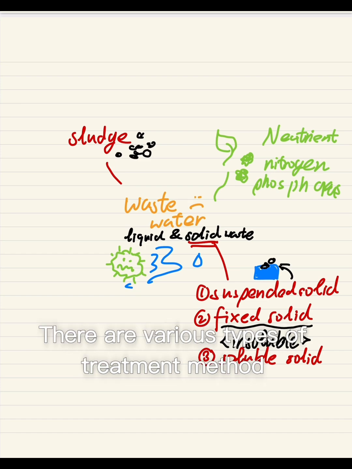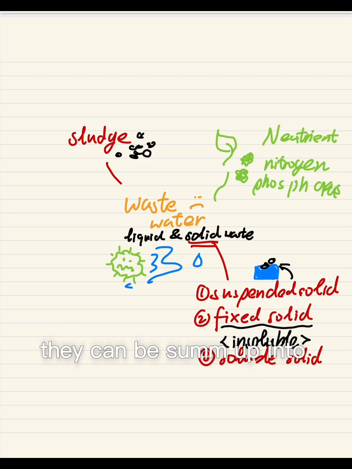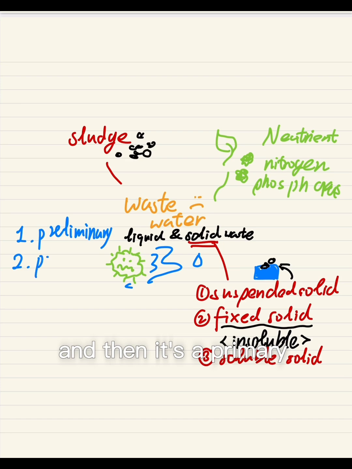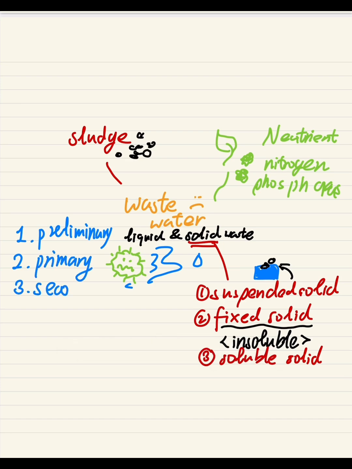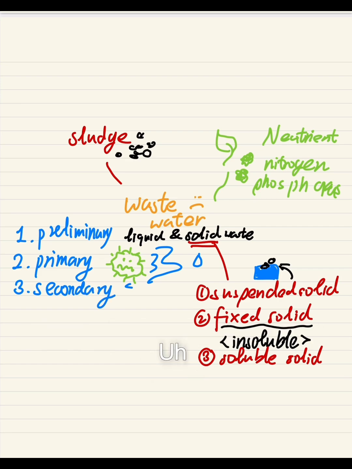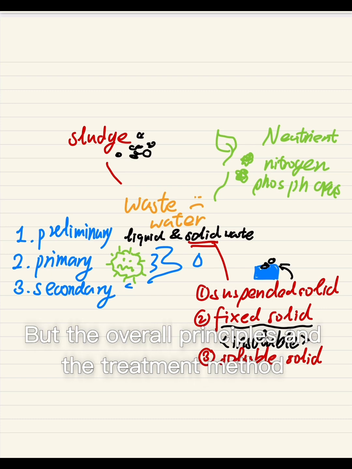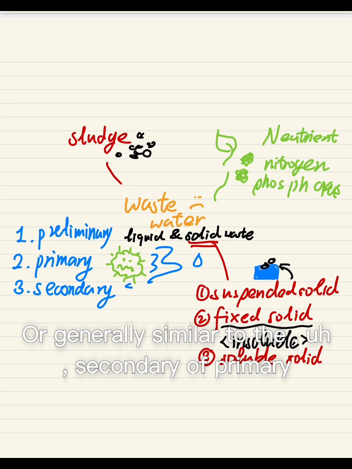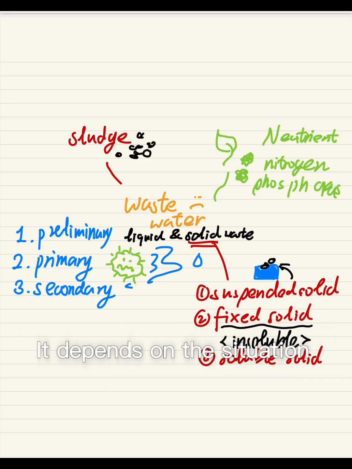There are various types of treatment method, but to sum up, they can be summed up into a few points. First is the preliminary treatment, and then the primary, and then secondary. There might be tertiary, those things, but yeah, it really depends on the treatment system. But the overall principles and the treatment method are generally similar to the secondary or primary, but some of them have specific designs. It depends on the situation.